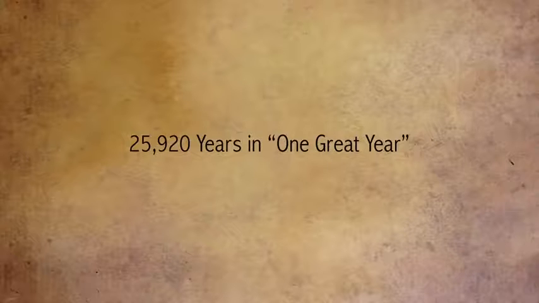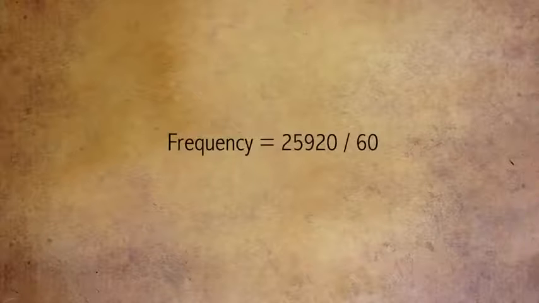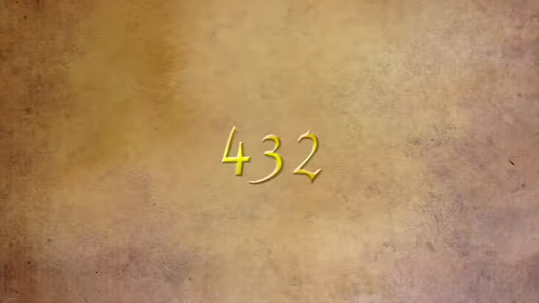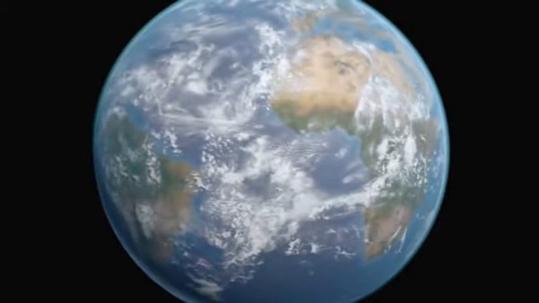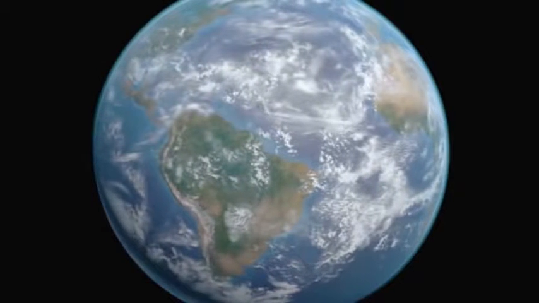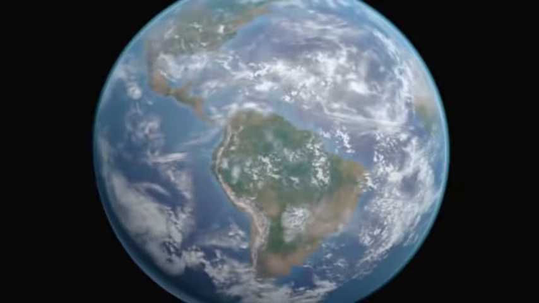And what if the number for time was the most logical choice of 60? Suddenly, this mysterious equation is expressed as frequency equals 25,920 divided by 60. Are you ready for the answer? It's 432. Not only the frequency that instruments all over the world have been tuned to for thousands of years, but also the number that reveals the synchronistic nature of life on this planet.